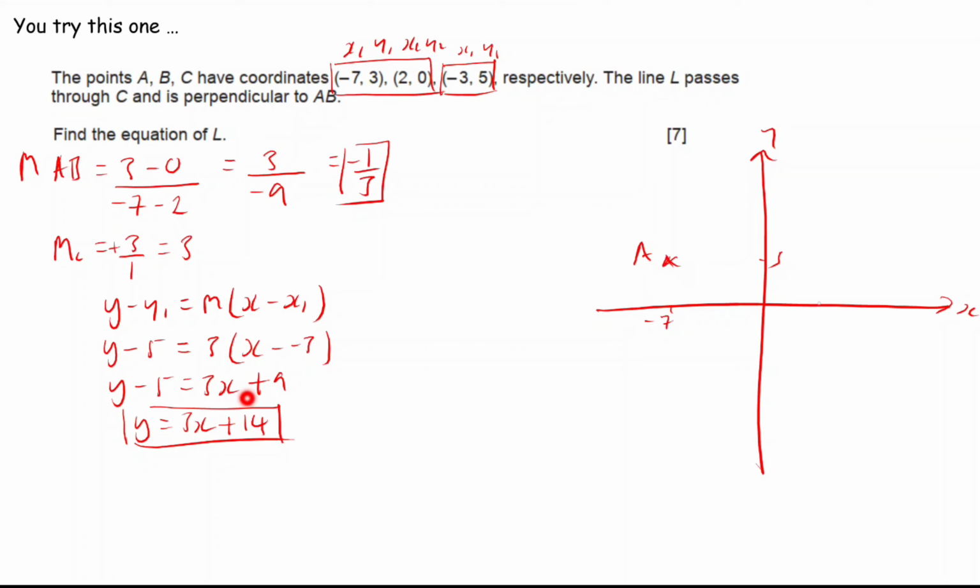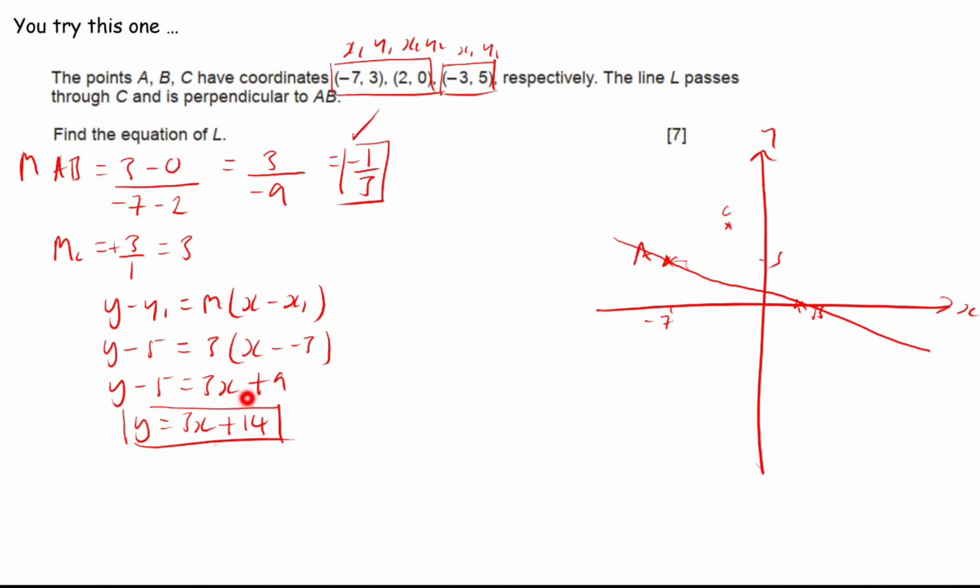B was 2, 0. So that's going to be around here. 2 across and 0 up. And then if we join those up, we see that AB has got a negative gradient, which we had. And for every 1 across, it looks like we go about a third down. If I was then to plot point C, that would be at minus 3 and then up to 5, so somewhere about here.